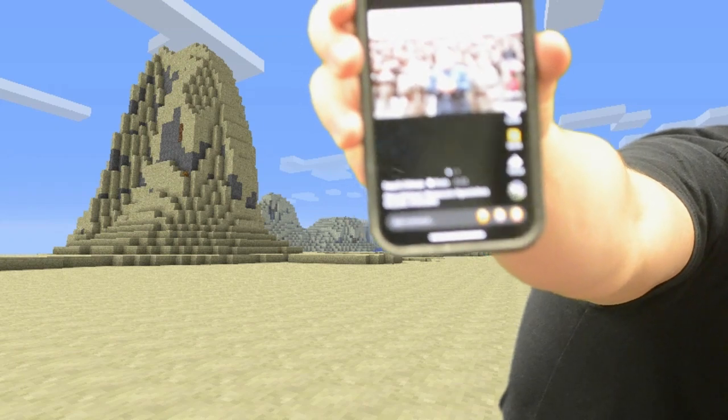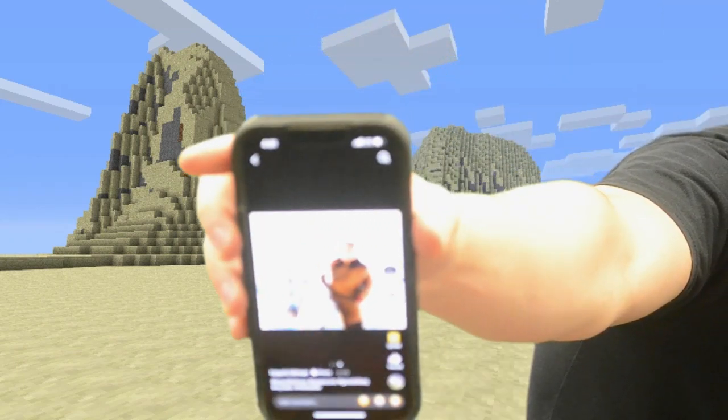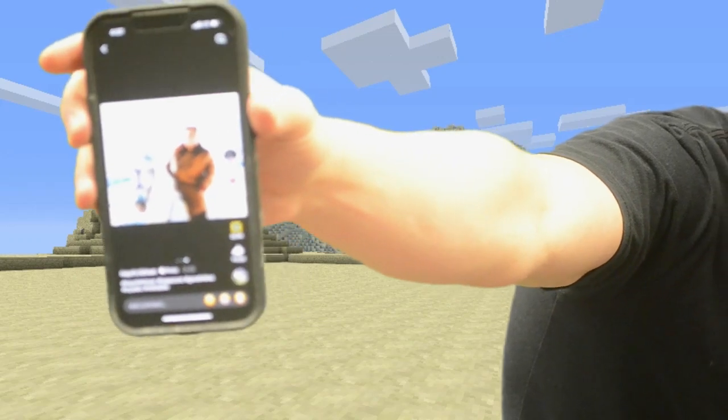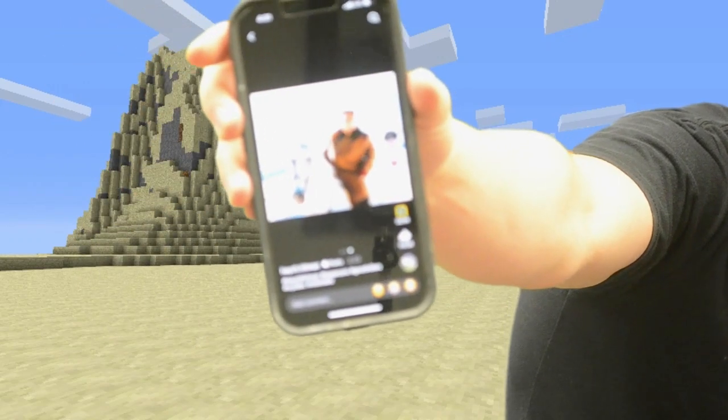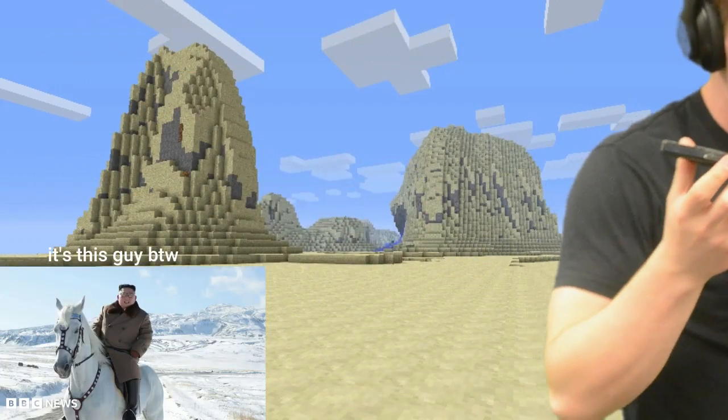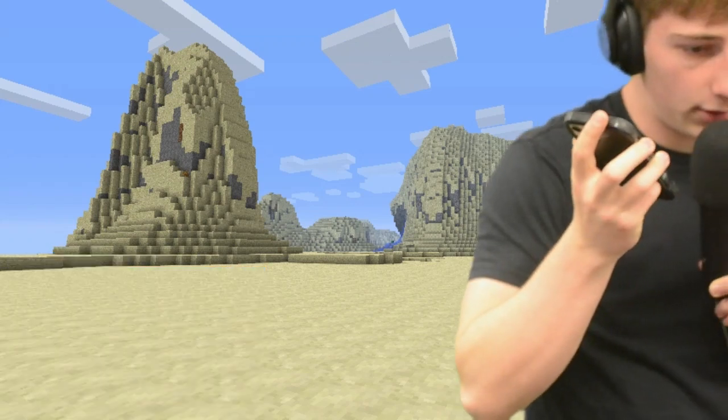Can you see that? Wait, it's a little too bright. I don't know if you can tell who that is. Can you tell who that is? I don't know who that is. Put down below if you know.